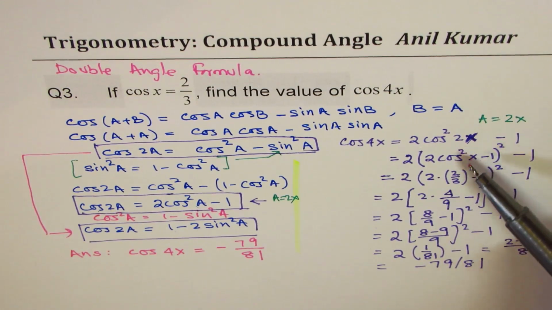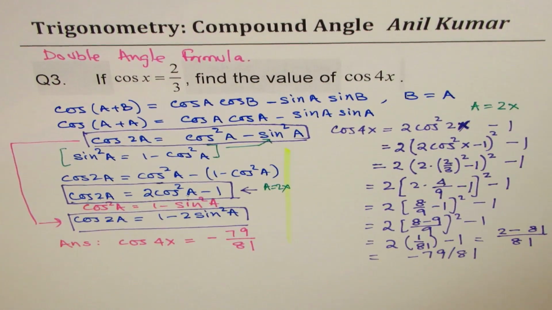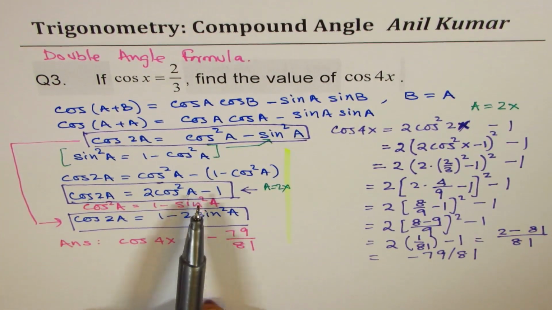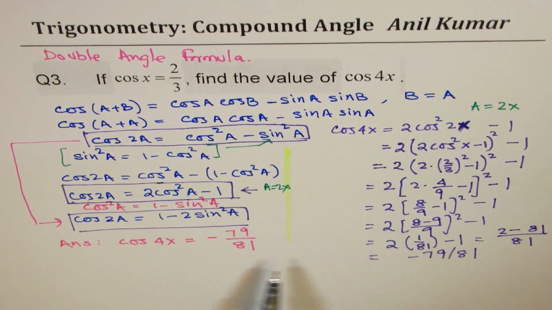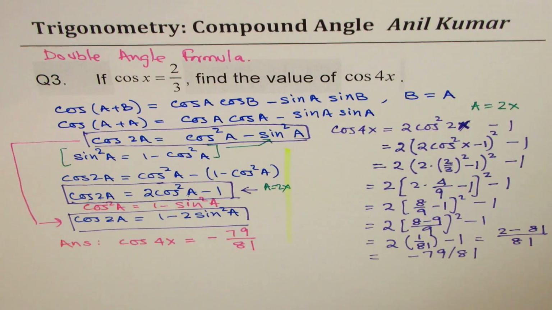So I'd like you to go through these steps and understand how we got our answer. So we applied this double angle formula twice. And in this part of the video, we actually derived three different formulas for cos 2a. All right. Now we'll take the next question.